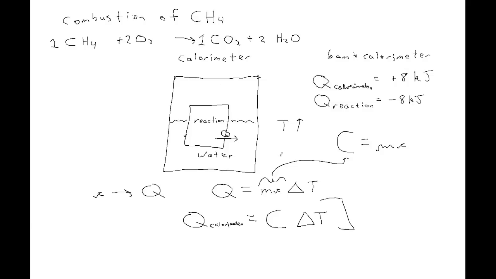And this is the number we really care about, because the whole purpose of the calorimeter is to measure how much heat is being released by the reaction. So generally, we're going to be applying this method to exothermic reactions, reactions that release heat, so we can see the change in the temperature. So notice, what's generally the relationship between Q for the reaction and Q for the calorimeter?